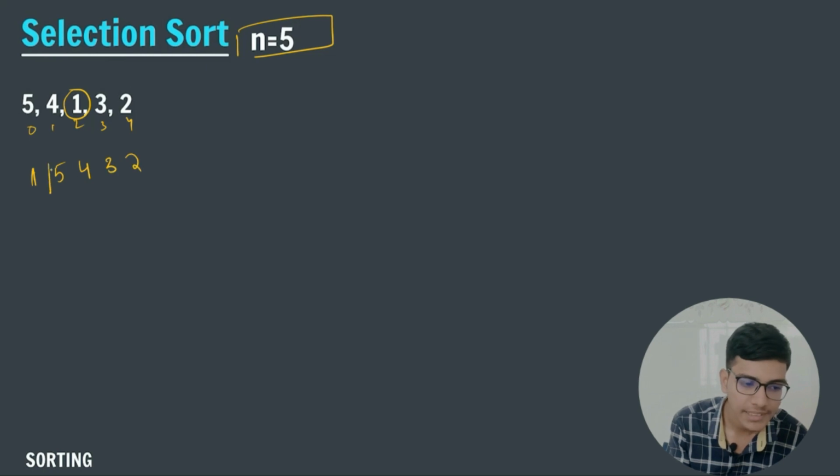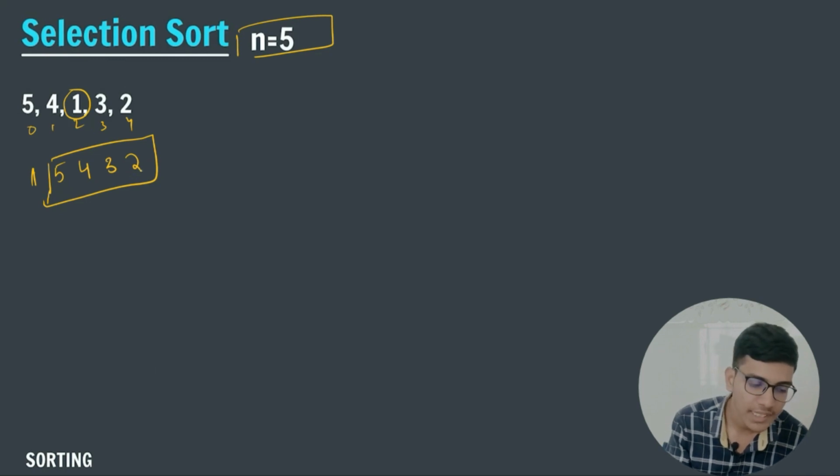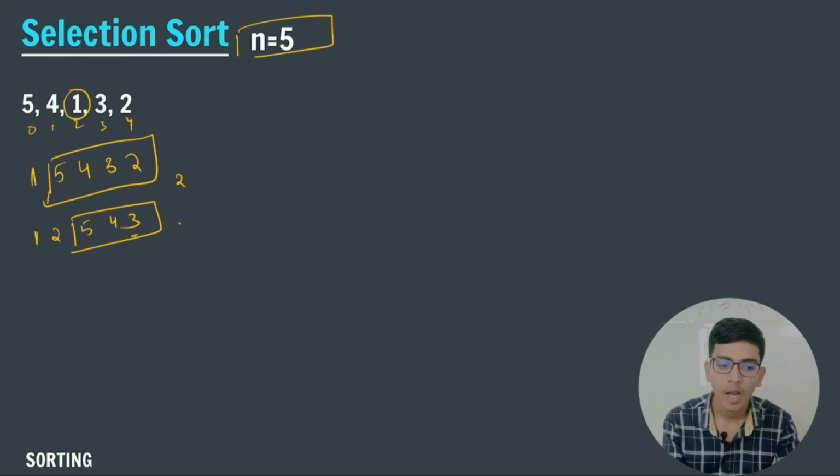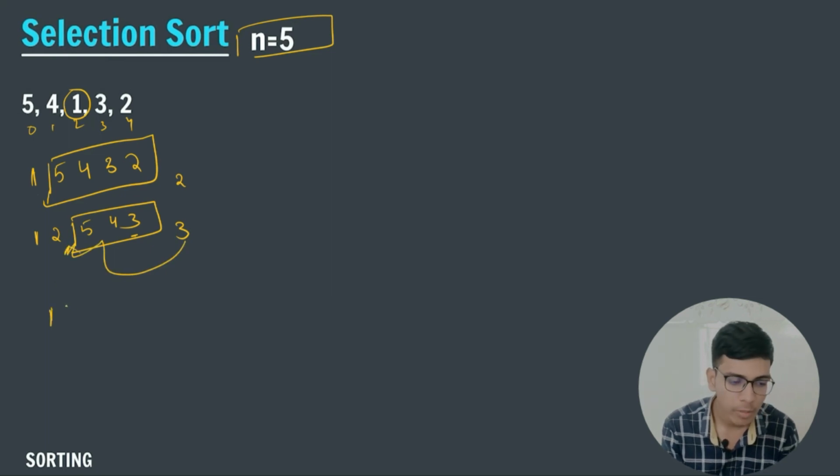This is my unsorted part. In this unsorted part I take the least value. What is the least value here? 2 is my least value. So I am taking 2 out, and the array is 1 2 5 4 3. This is my unsorted part. In this, the least value is 3. So I am selecting 3 from my unsorted array and pushing it after the value 2. So my array becomes 1 2 3 5 4.